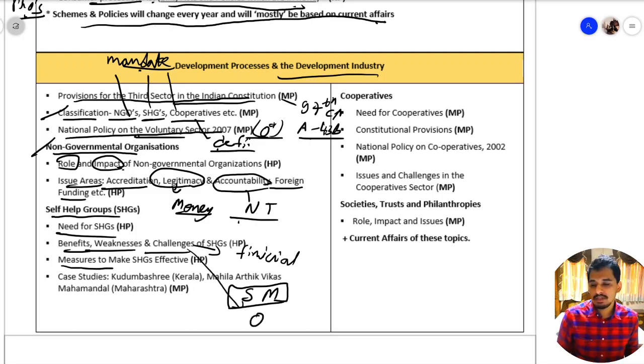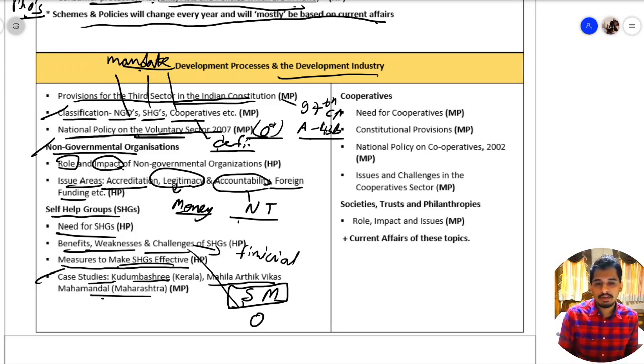Then what measures to make SHGs more effective? What measures we have taken till date and what measures we can take in the future to make SHGs more effective. Then we have case study of Kudumbashree and Mahila Arthik Vikas Mahamandal in Maharashtra.